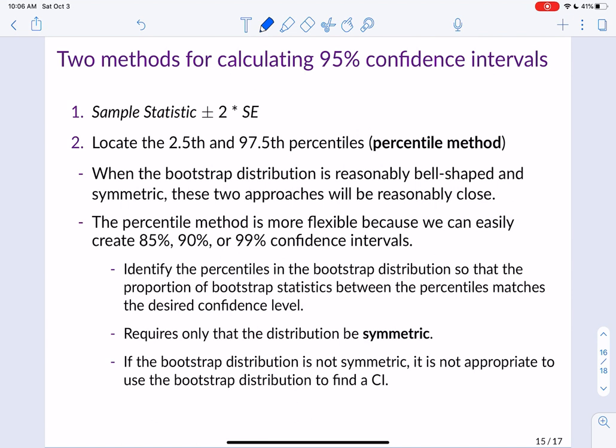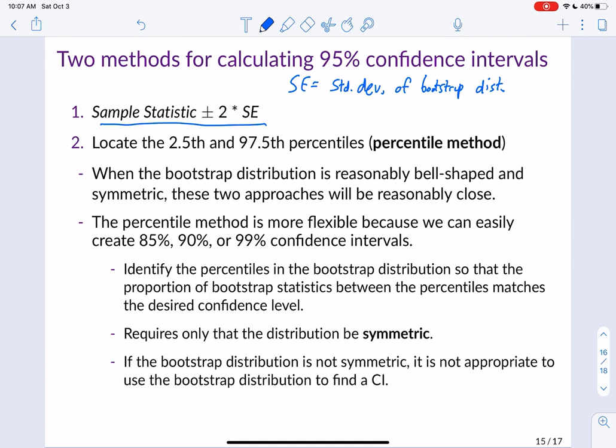Once we get to this point, it's pretty straightforward. There are two methods for calculating the 95% confidence interval. The first method is the sample statistic plus or minus 2 times the standard error. That's the formula that we've been using so far, where you can allow that standard error to equal the standard deviation of the bootstrap distribution. The alternative approach is to use percentile methods. We know that the 95% confidence interval should capture the middle 95% of the data. So we need to locate the 2.5th percentile and the 97.5th percentile. We're going to identify where those two percentiles are in our bootstrap distribution, and then use those for the lower limit and upper limit of our 95% confidence interval.